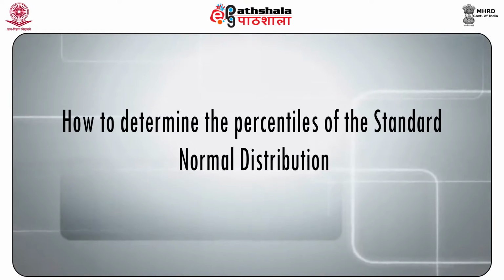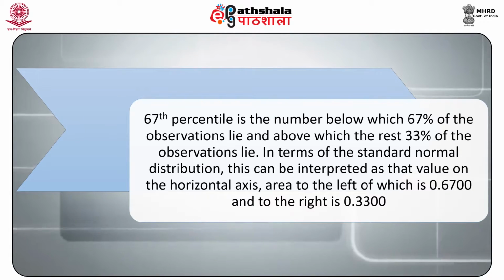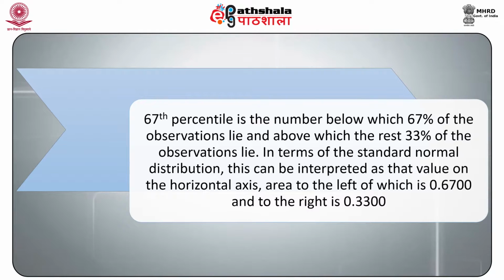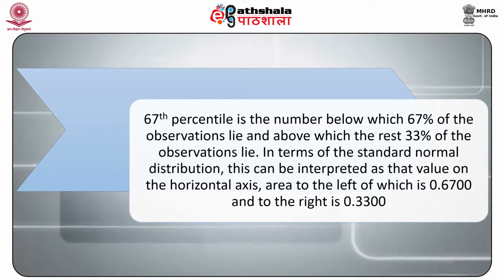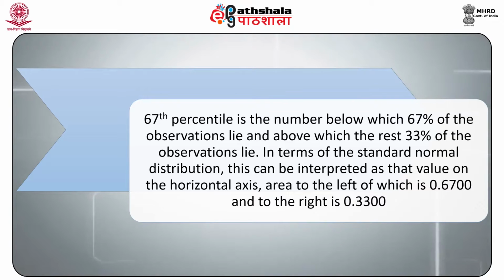How to determine the percentiles of the standard normal distribution? As we know, percentiles are positional averages. These are numbers that divide the given data into 100 equal parts. For example, the 67th percentile is the number below which 67% of the observations lie, and above which the remaining 33% of the observations lie. In terms of the standard normal distribution, this can be interpreted as that value on the horizontal axis, the area to the left of which is 0.6700 and to the right is 0.3300. This can be observed from figure 7.